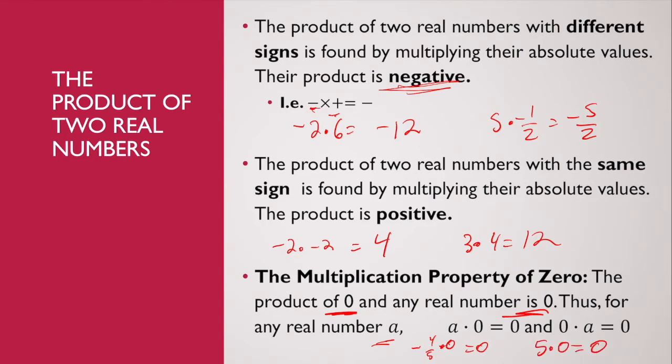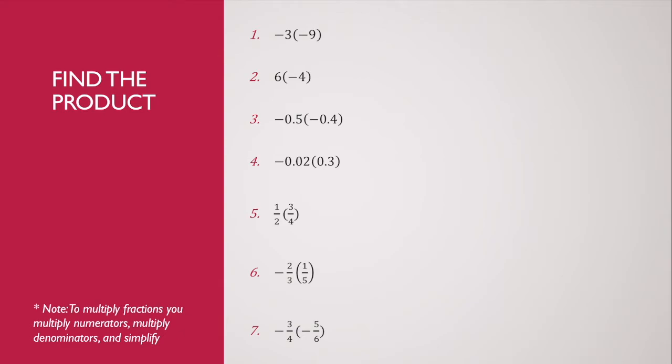So let's go ahead and find the product. So remember that when we multiply fractions, which we'll talk about in a bonus video, you multiply the numerators and you multiply the denominators and simplify. So negative 3 times negative 9 is a positive 27. 6 times negative 4 is a negative 24.